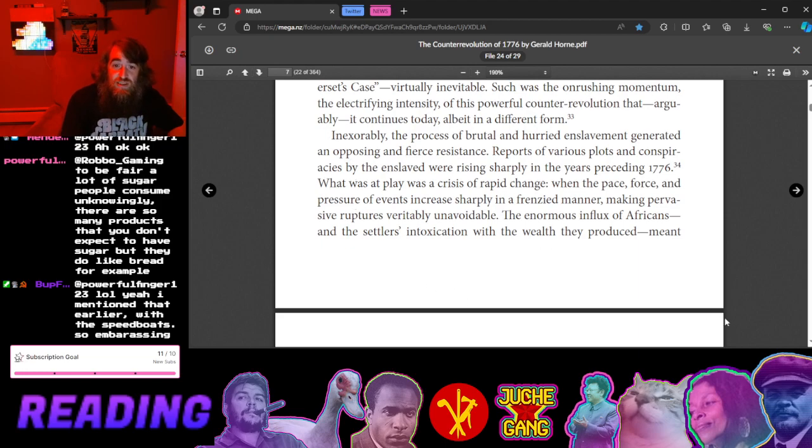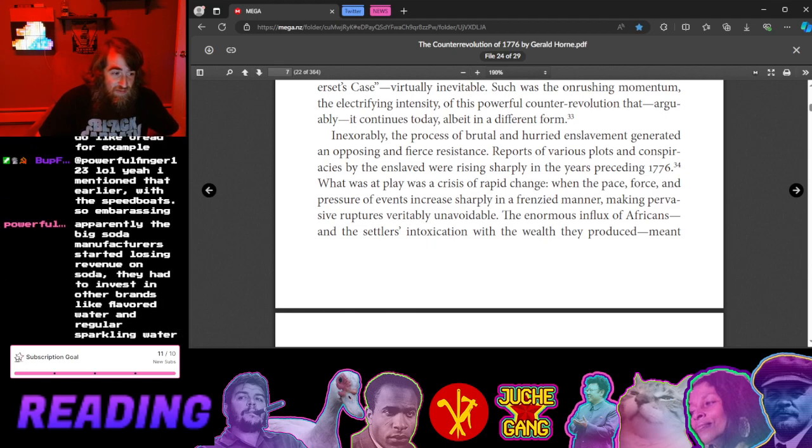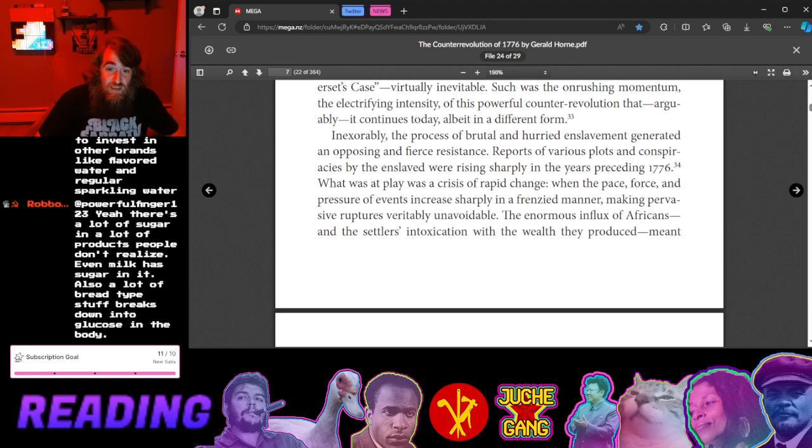Inexorably, the process of brutal and hurried enslavement generated an opposing and fierce resistance. Reports of various plots and conspiracies by the enslaved were rising sharply in the years preceding 1776. What was at play was a crisis of rapid change, when the pace, force, and pressure of events increased sharply in a frenzied manner, making pervasive ruptures invariably unavoidable.